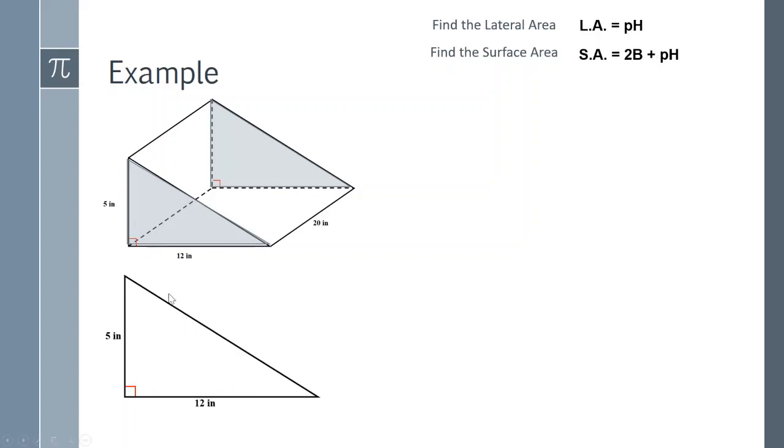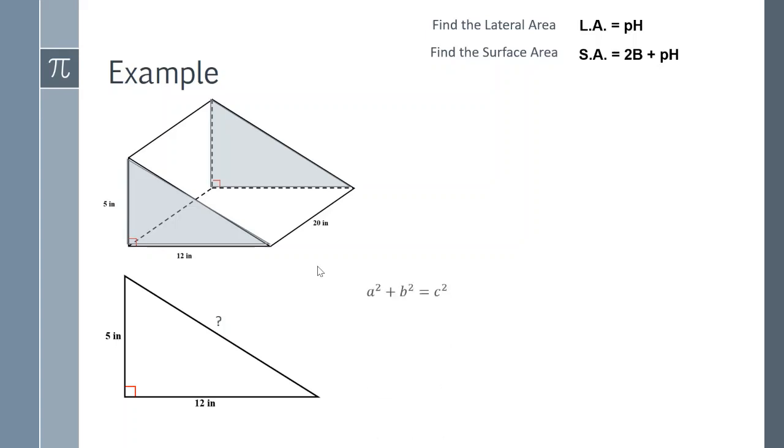Well, we need to know this side in order to find the perimeter. So don't think that you're going to be given all your information on every single problem. Sometimes you're going to have to calculate something. So in this case, we're going to have to apply the Pythagorean theorem to figure out this hypotenuse right here. Sometimes you might have to use special right triangles. But whatever you do, expect at least one situation where you're going to have to do a calculation before you can find the lateral area and the surface area.